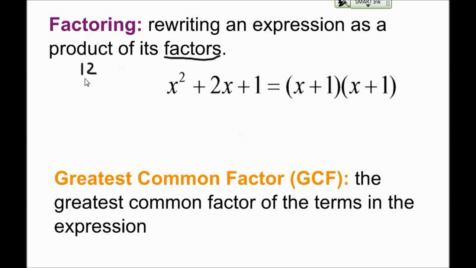So 12. If you've been in school, you probably have done this before. You made a factor tree. So I know that 12 is 4 times 3. And I know that 4 is 2 times 2. So what I've done is I've found the prime factorization of 12. And I can rewrite it as 2 times 2 times 3 equals 12. 2 is a factor of 12, and 3 is a factor of 12, because I can write it as a product. 3 times 2 times 2 equals 12.